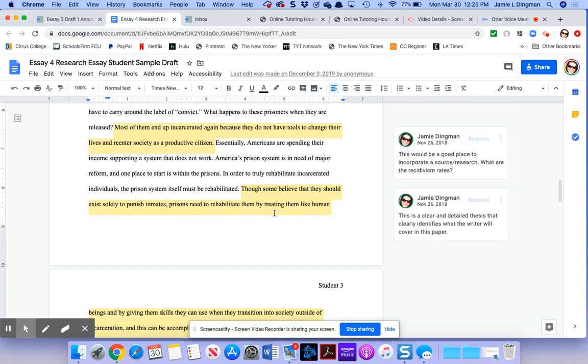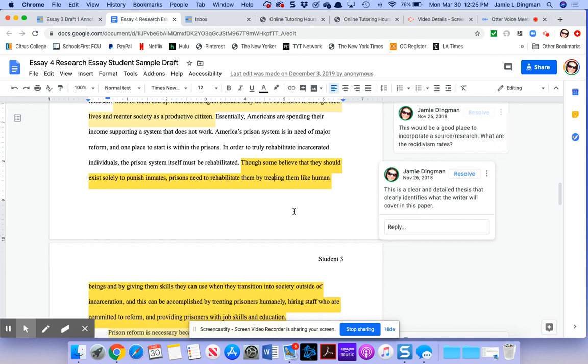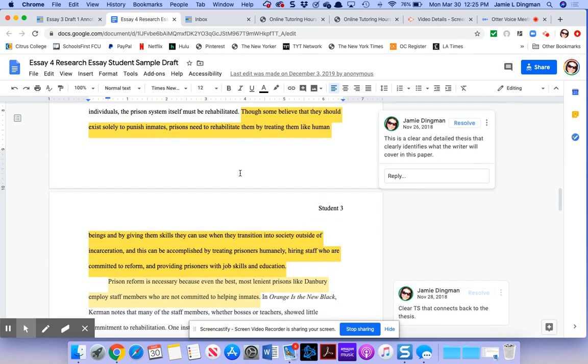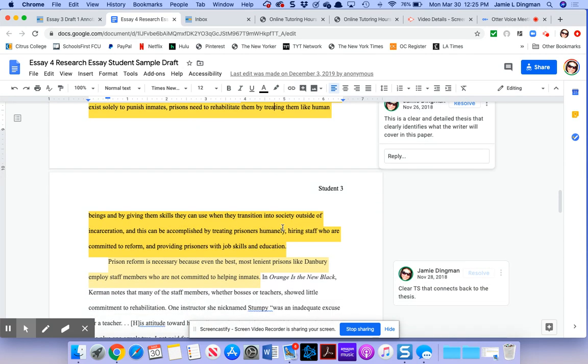And then here is where they drop their thesis. And you can see that it's a clear, detailed thesis that clearly identifies what this person is going to cover. And they even address the opposition a little bit here, right? Though some believe that they should exist solely to punish inmates, prisons need to rehabilitate them by treating them like human beings and giving them the skills they need when they reenter society, right?